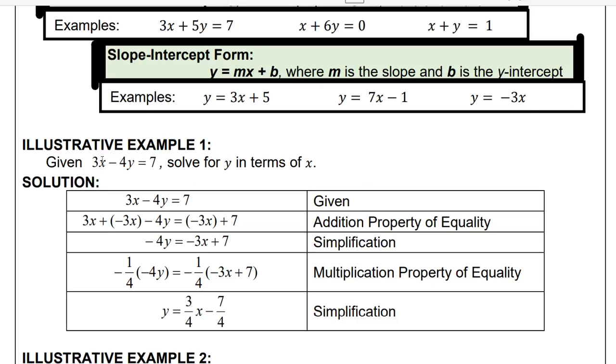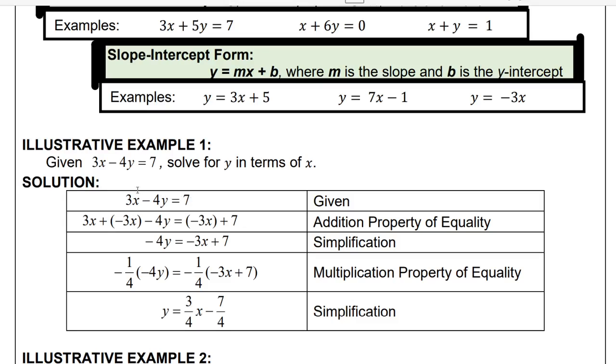Okay. So here are some of the illustrative examples. So we have number 1. Given 3x minus 4y equals 7, solve for y in terms of x. So we're going to solve for y in terms of x. So we have here 3x minus 4y equals 7.